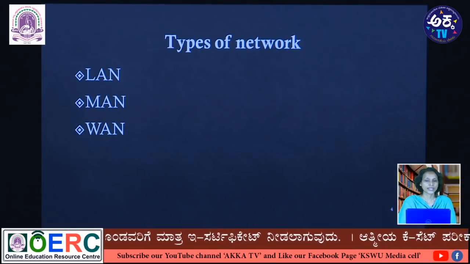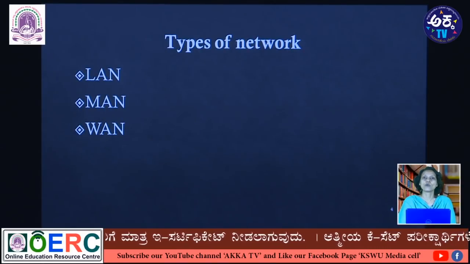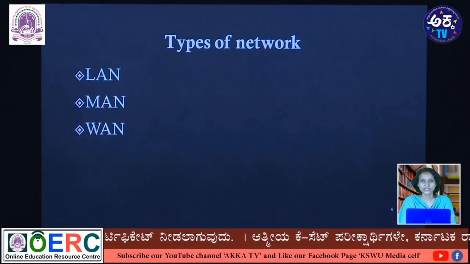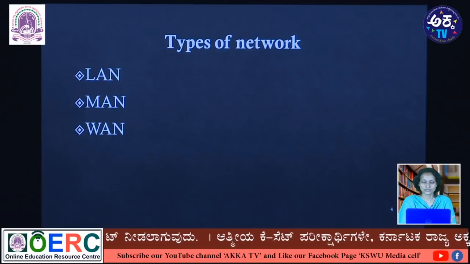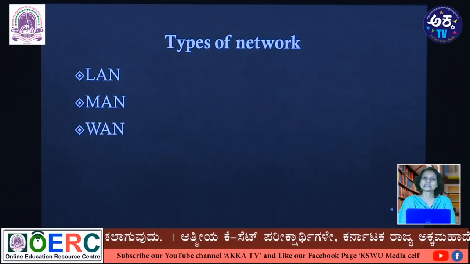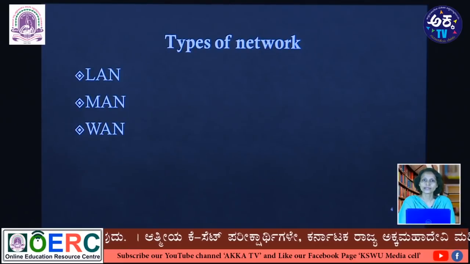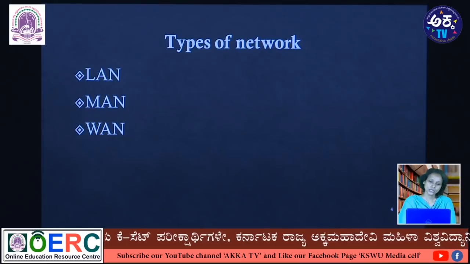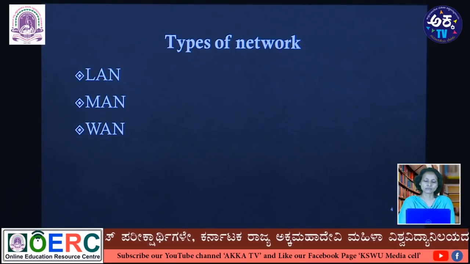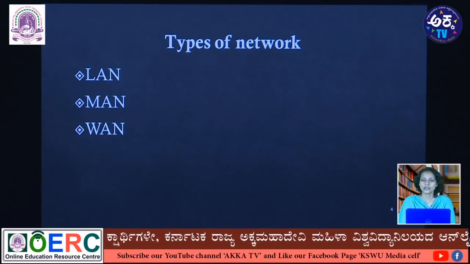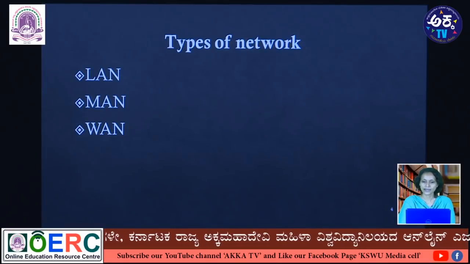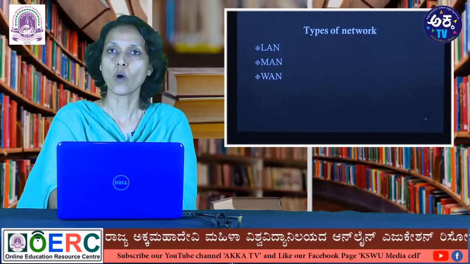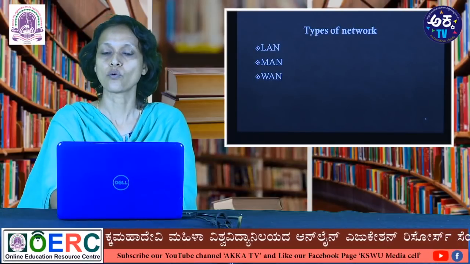So we cannot say that it belongs to a particular organization or it belongs to a particular city or any other offices. So wide area network is owned by no one, it is used publicly. So these are the three types of networking: local area network, in short LAN; metropolitan area network, in short MAN; wide area network, in short WAN.